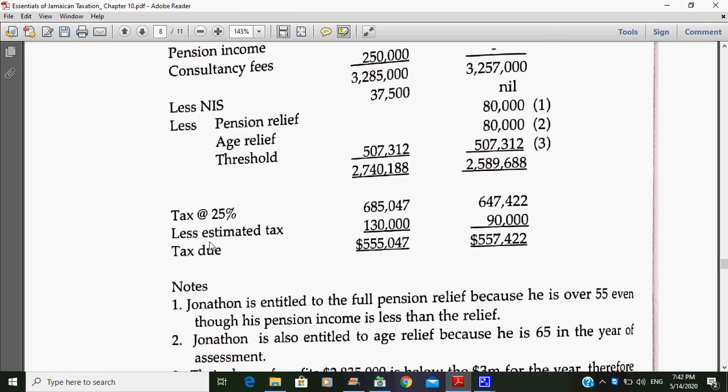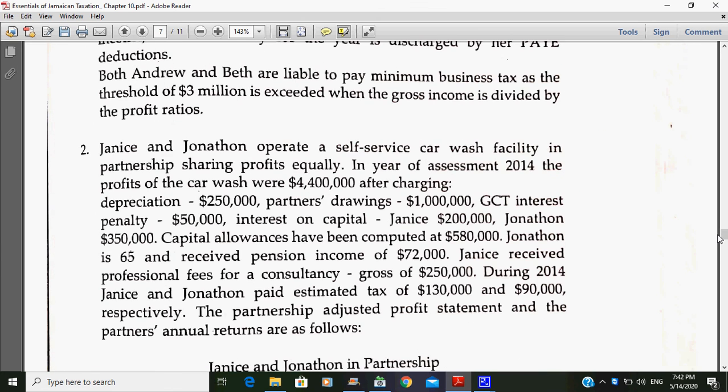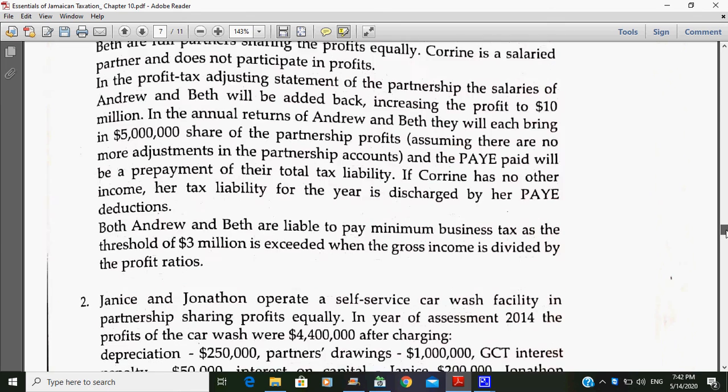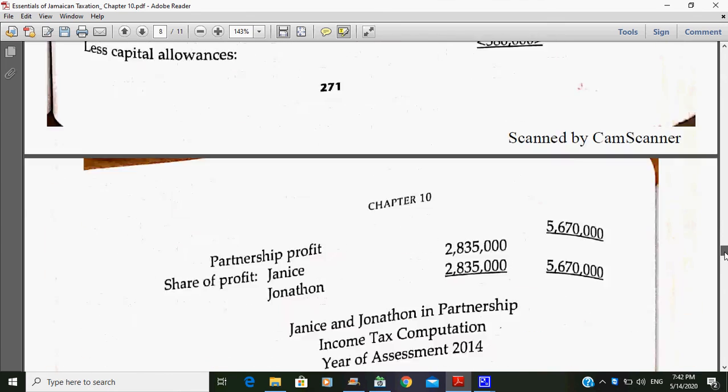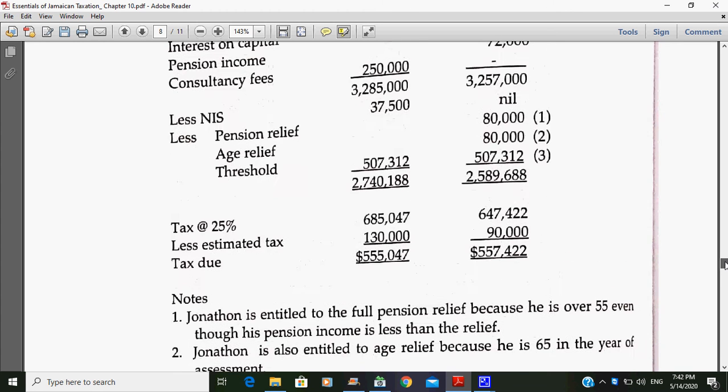Then the question says, less estimated tax. Because it said you pay the estimated tax of 130,000 and 90,000. So you're going to less estimated tax now. And this will be the tax due for Janice, and this will be the tax due for Jonathan. And that's how it is done.